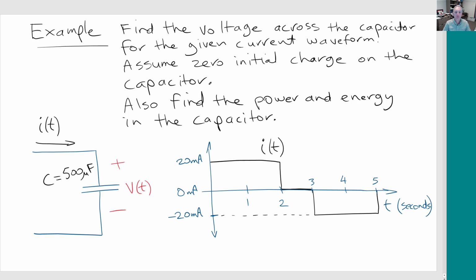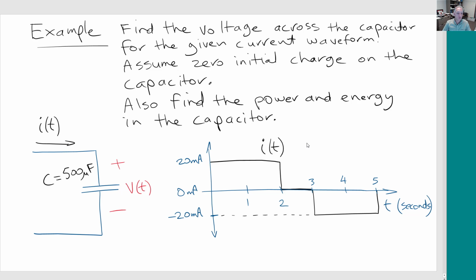Hello everyone. I'm going to work through an example that's a little bit complicated. It's going to show you how to calculate capacitor waveforms for voltage, current, power, and energy. And this is very similar to a very typical problem that we assign on the final exam.